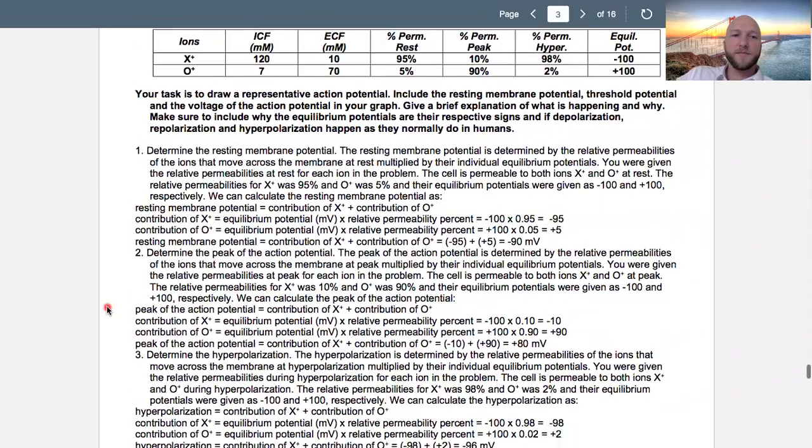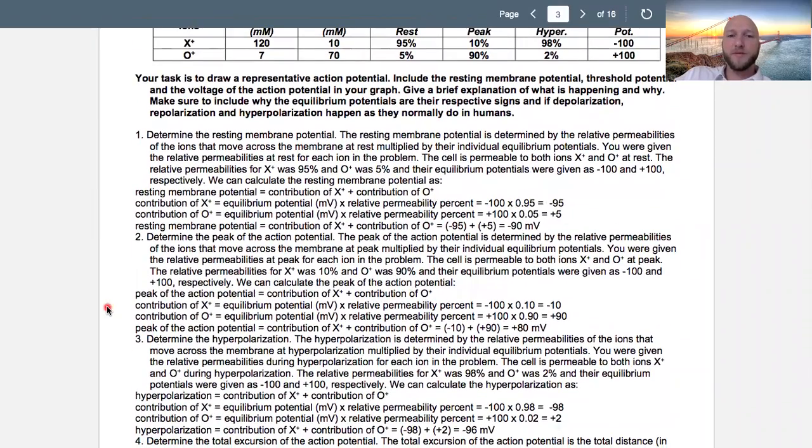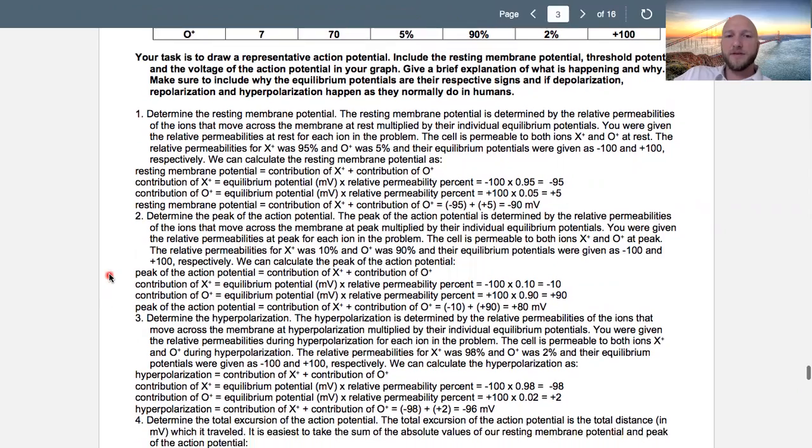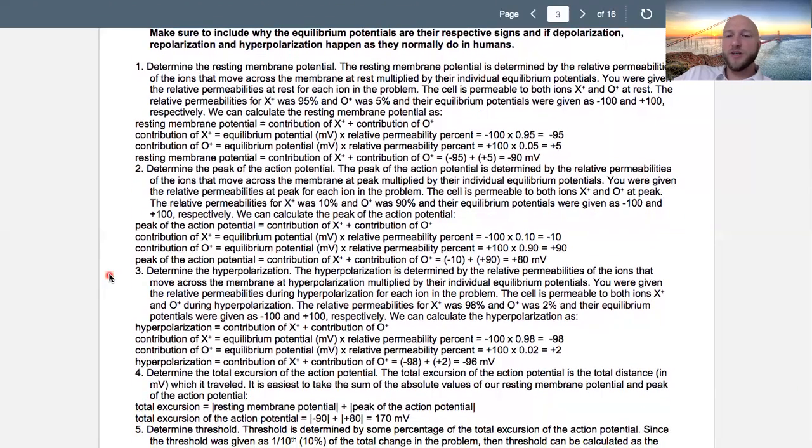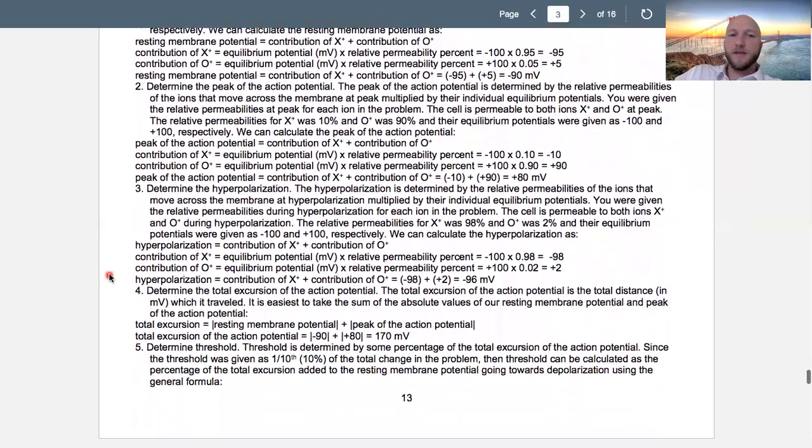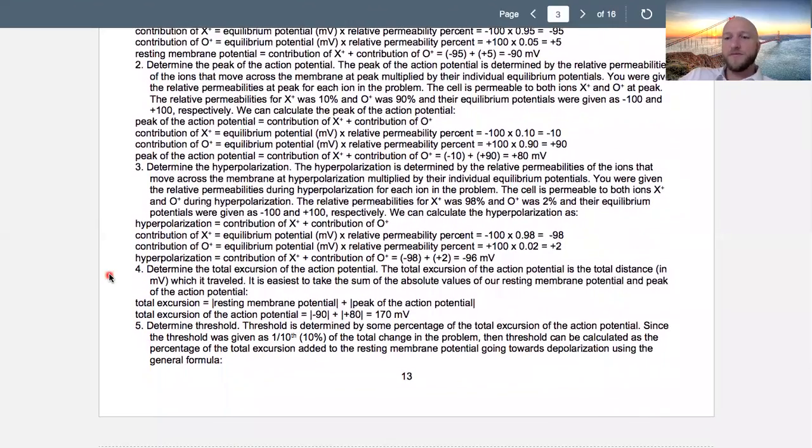Step one, determine the resting membrane potential. How is the membrane potential going to change when the ions move the way they're going to move? Are you adding positives to the cell? Are you adding negatives to the cell? Are you removing positives from the cell or removing negatives from the cell? Determine the peak action potential. Take your time, follow your equation, do the math.